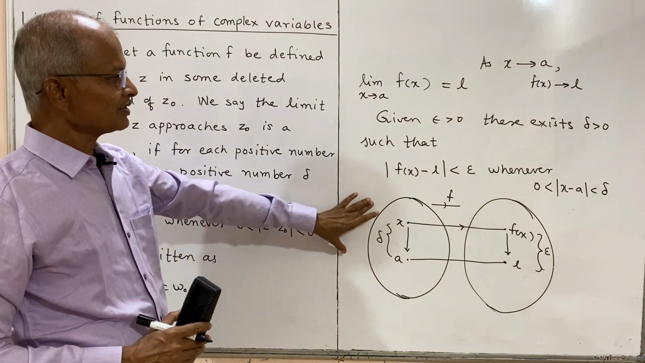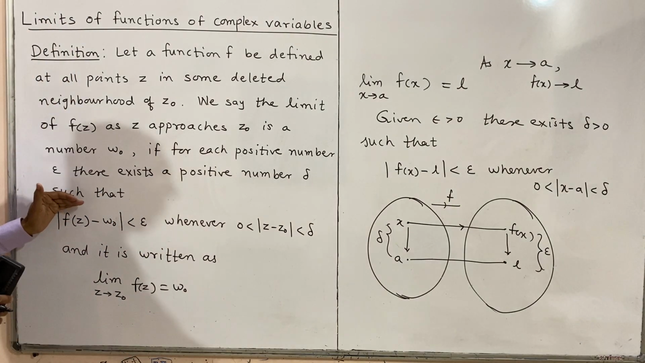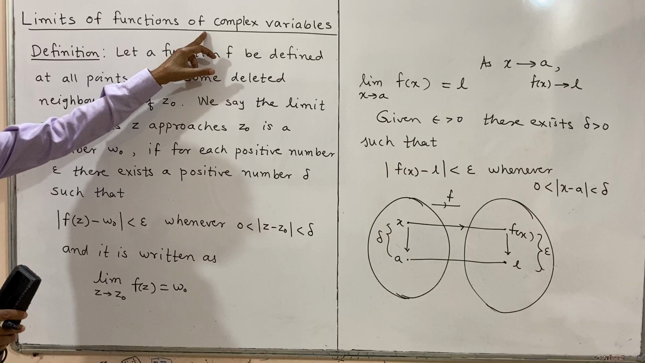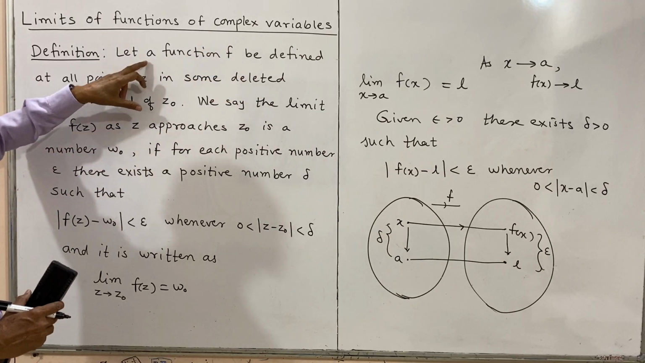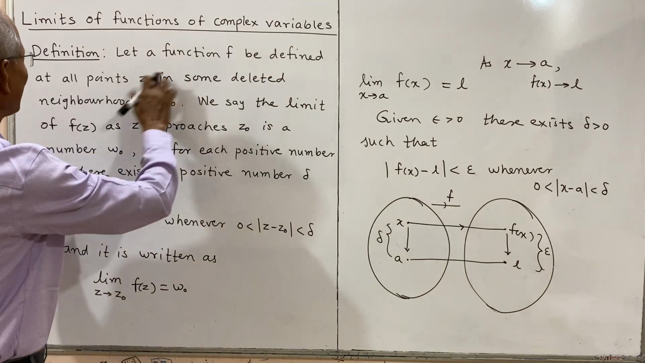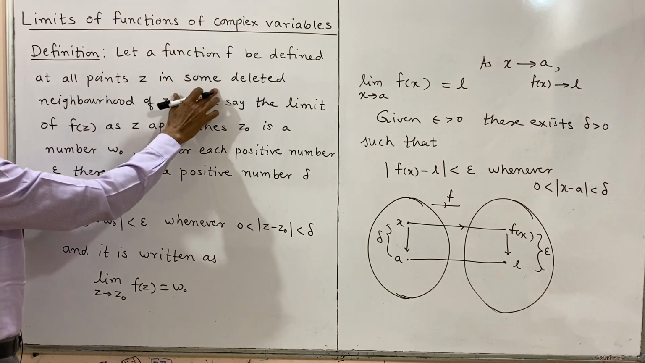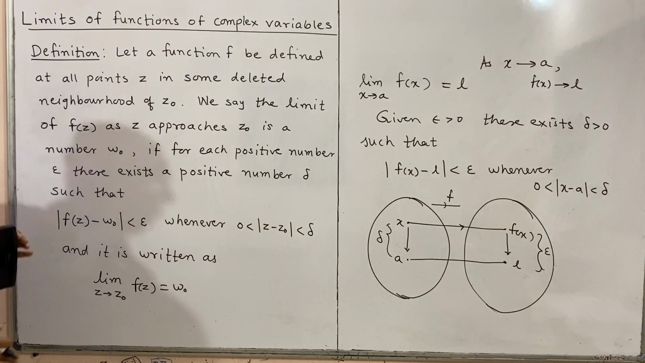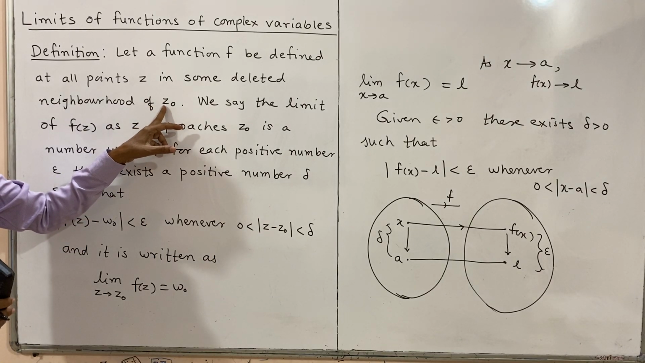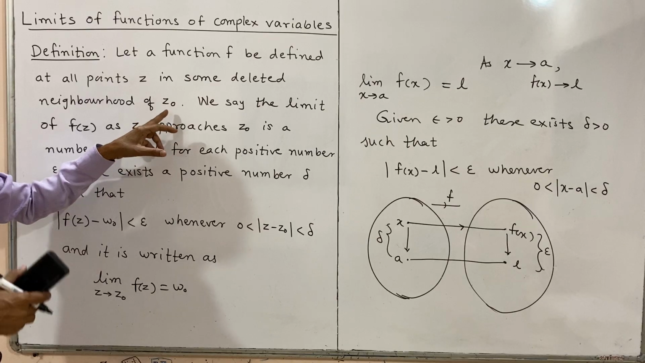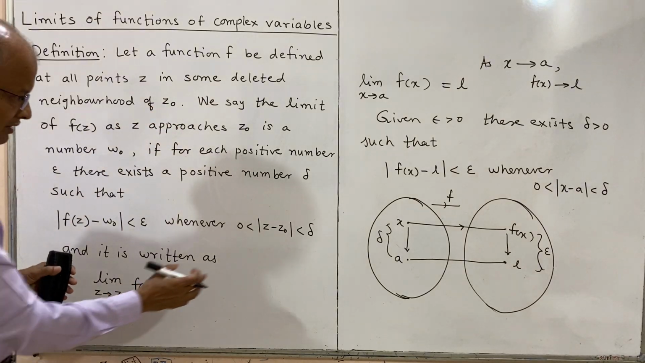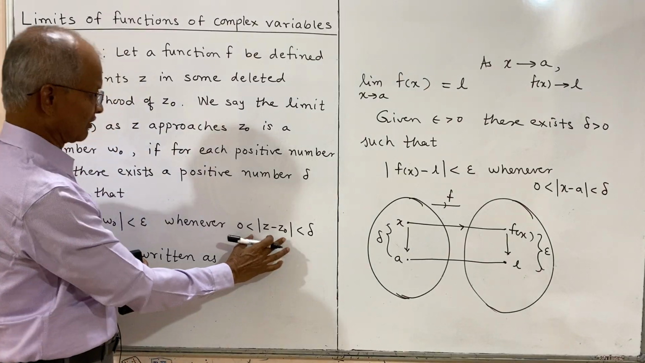Now a similar concept is used to define limits of functions of complex variables. Instead of f of x, we are considering the function f of z. Let a function f be defined at all points z in some deleted neighborhood of z naught. We have seen the delta neighborhood of z naught: those points z which are within delta distance from z naught.